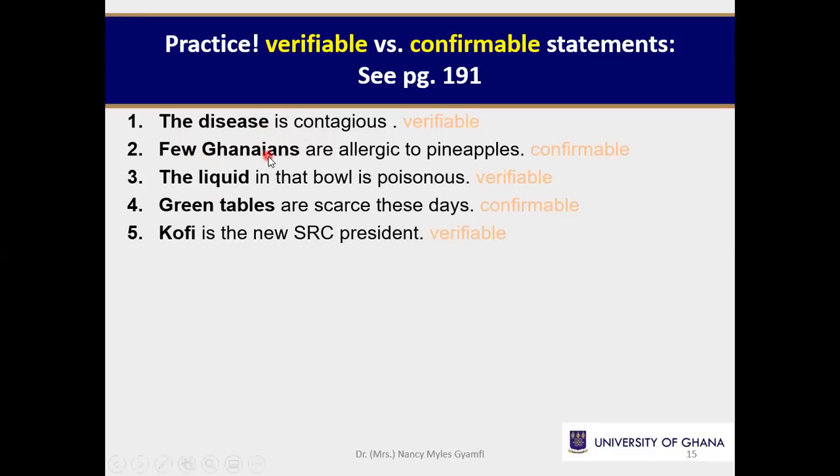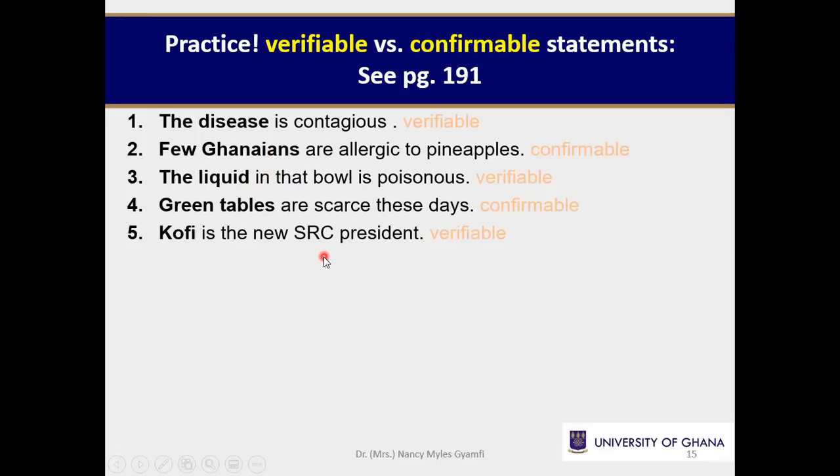Look at the next one. Few Ghanaians are allergic to pineapples. Few Ghanaians. This is not a particular statement. This is a generalization. Ghanaians of all times, all places, yet to be born. That's the class. We only qualified it and said a few. So if you are Ghanaian, you look at the few and say, okay, maybe I'm not included, but they are talking about Ghanaians. So this is a generalization, a statistical one. If it's a generalization, whether statistical or not, we do not verify them, we confirm them. So this is a confirmable statement.